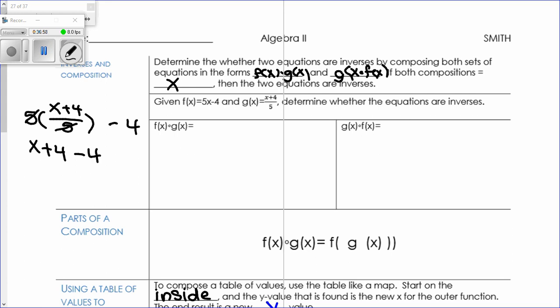What are your like terms? 4 and 4, they just cancel, right? And I'm left with x. So if this equals x and this equals x, these two are inverses. That's what we're trying to prove.